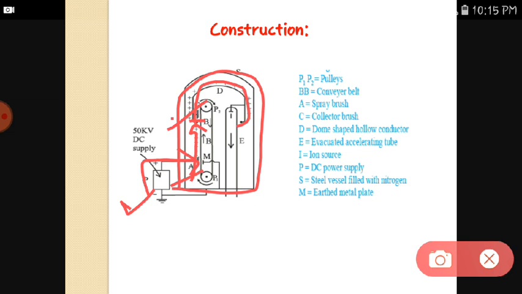So to prevent that, we have put it into a chamber consisting of nitrogen, which is used to prevent the leakage of the charges.